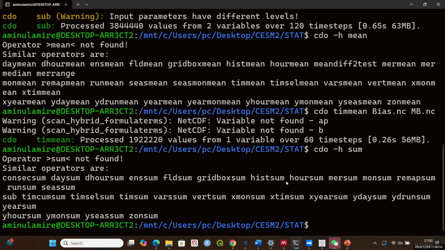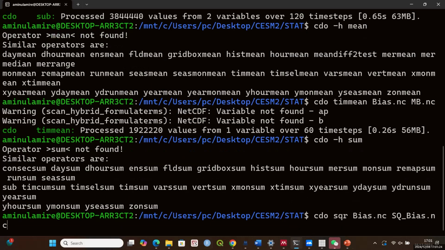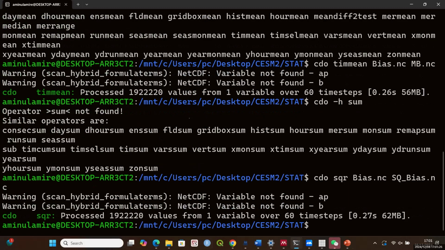So we'll do CDO. To square, we said it is what? If you still can remember, SQR. One time I mentioned many things, so maybe we can't remember everything. So we just need to square our bias. Because this was different, we can just write SQ. For me, I use it like this so that I can easily remember. SQ bias dot NC. Okay, then we are done.